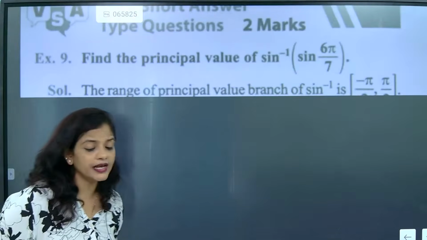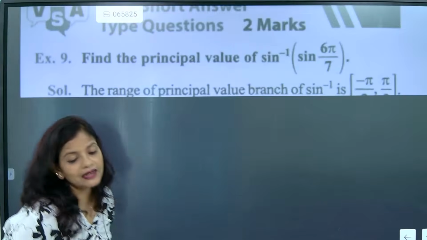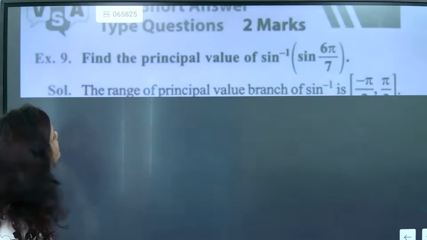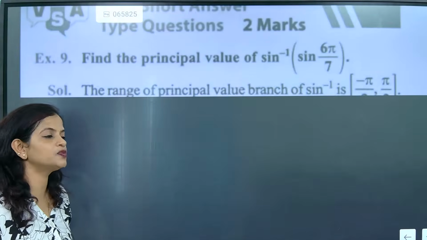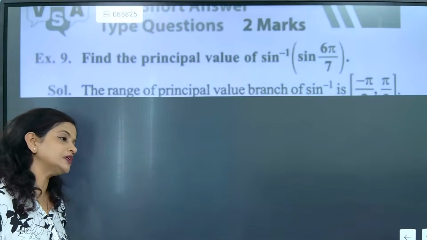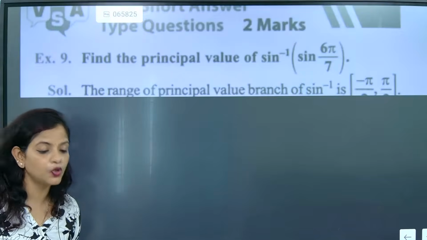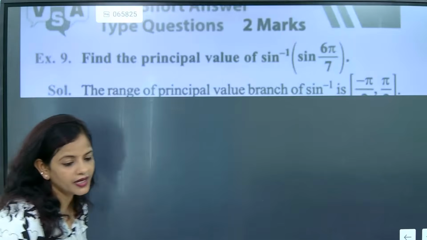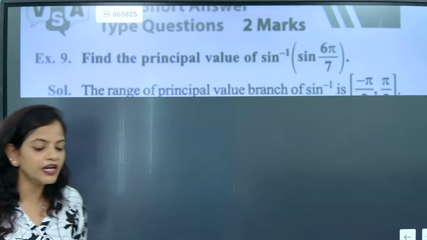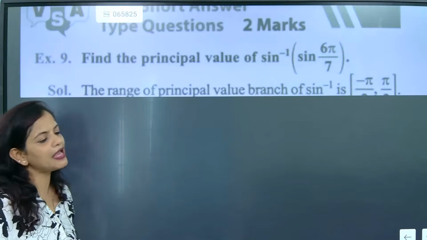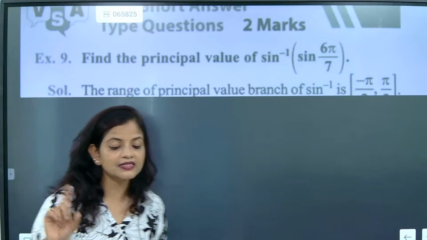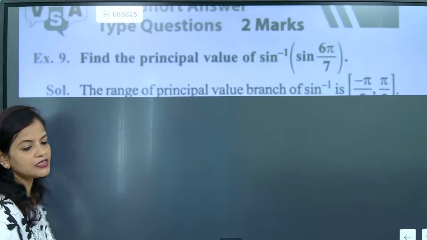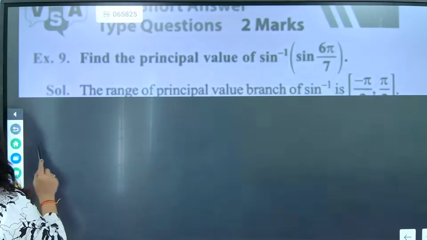First, one rule is there. Whenever such type of questions come, there is a rule, and the most important rule is that first we need to do one small work: we have to convert it into the principal domain. So 6π/7 is out of the -90 to 90 degree limit. Understood? First, you must remember this one.